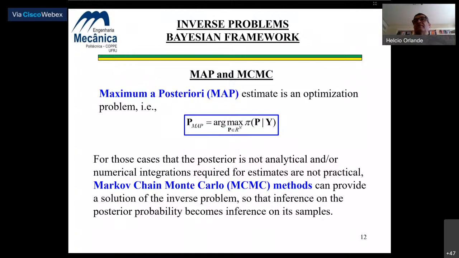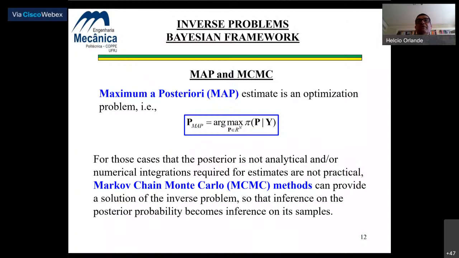And in this case, we obtain the inference. We solve the inverse problem through the inference on the posterior probability distribution by making inference on the samples that were generated with the Markov chain Monte Carlo method.